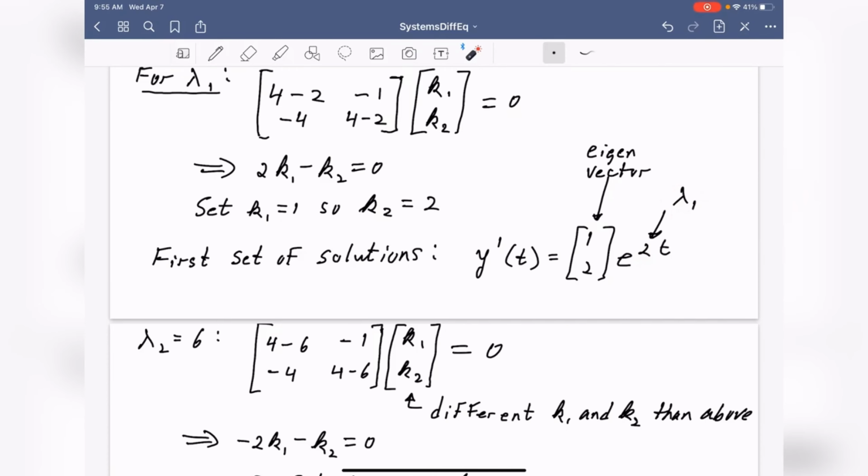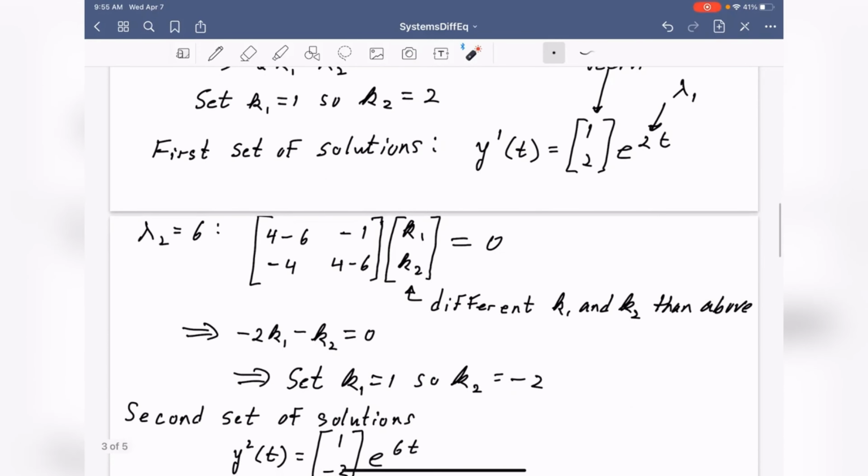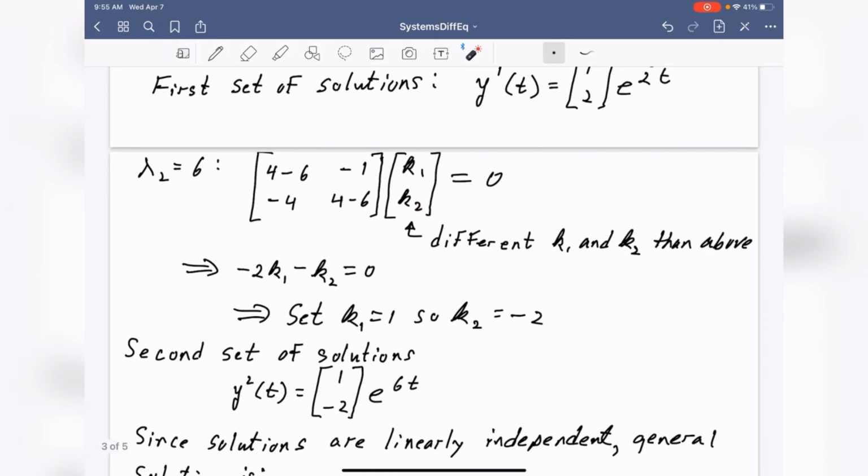Now, if we take the second eigenvalue, 6, then we can do exactly the same thing, but notice that the k1 and k2 here are different from the ones we considered up above. In this case, again, we get one equation: minus 2k1 minus k2 is 0.